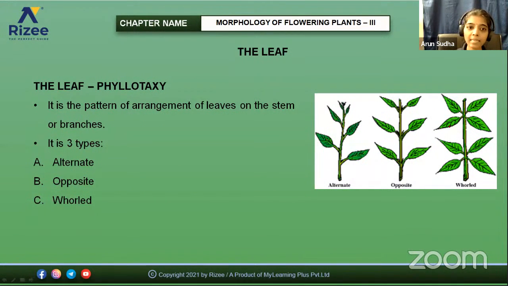Then next is the phyllotaxy. So what is phyllotaxy? It is the pattern of arrangement of leaves on the stem. So how the leaves are arranged on the stem, that is called the phyllotaxy. Here again we are seeing three types. One is alternate, the other one is opposite, and whorled arrangement. So this is the phyllotaxy.